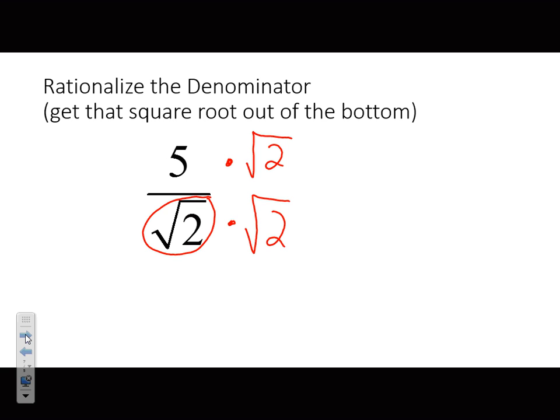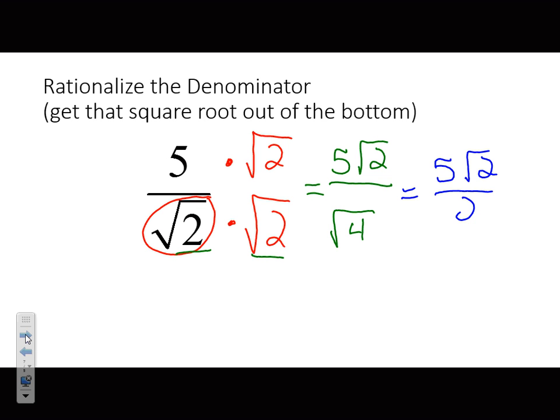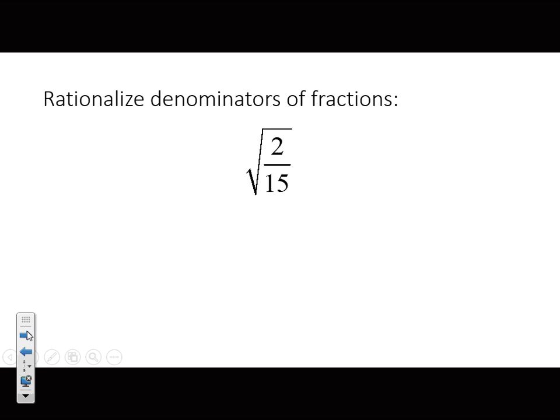So when we do that, we're going to get 5 times the square root of 2 all over 2 times 2 is 4, square root of 4. Now we still have that square root, but 4 is a perfect square, and the perfect square of 4 is 2. So we get 5 square roots of 2 all over 2. And that is our answer, ladies and gentlemen. We can leave it just like that as a fraction as long as the square root's not in the bottom. Alright, let's try another one.